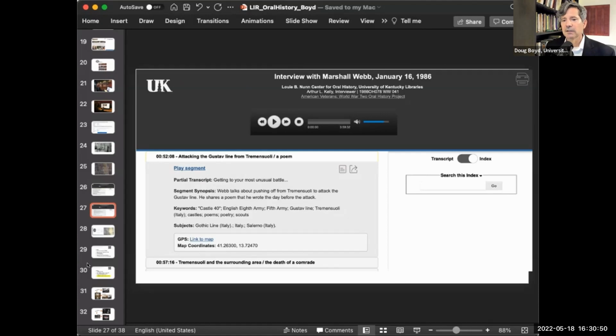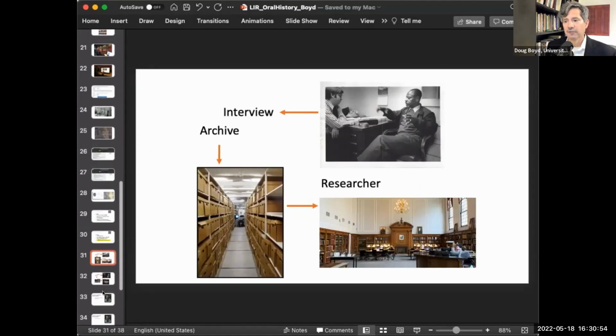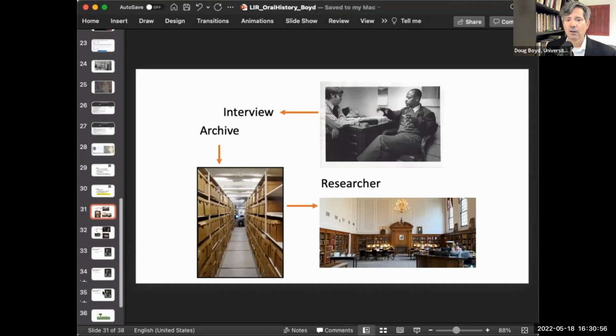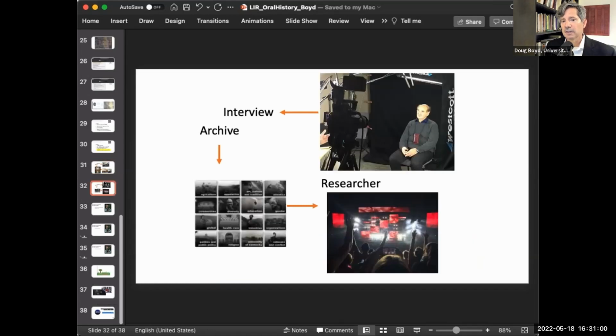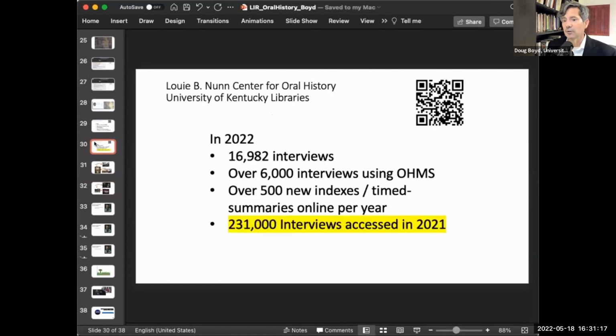And I think this is really a fantastic example of moving away from this very linear analog model of access to this model, where we're actually serving an enormous audience. I'll finish by saying, very clearly, be careful what you wish for, because our interviews, yes, indeed, are being used over 231,000 times.